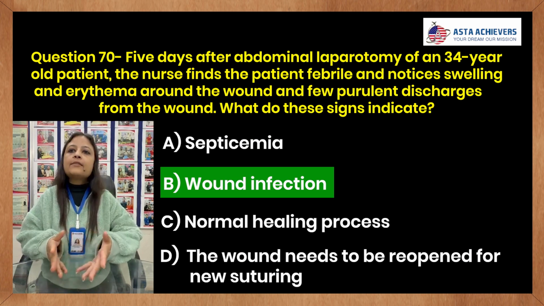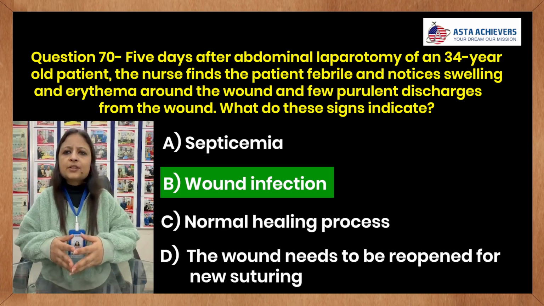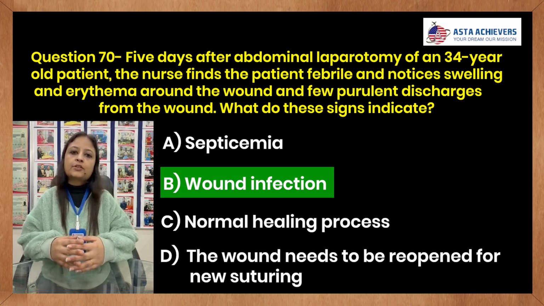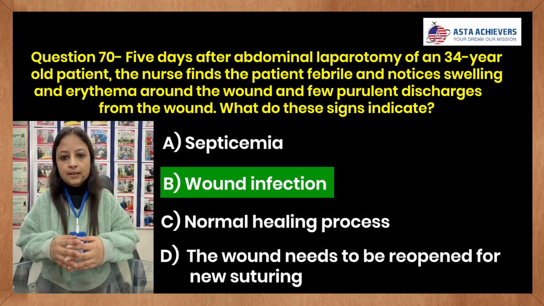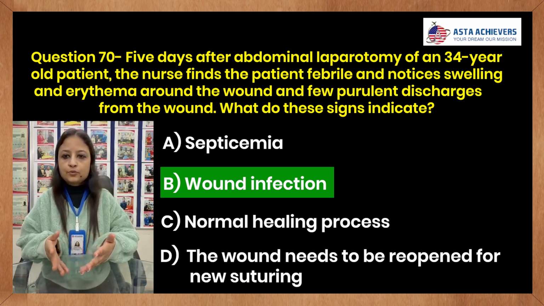Question number 70. Five days after abdominal laparotomy for a 34-year-old patient, the nurse finds that the patient is febrile and notices swelling and edema around the wound and a few purulent discharges from the wound. What do those signs indicate? Option A, septicemia. Option B, wound infection. Option C, normal healing process. And option D, the wound needs to be reopened for new suturing.